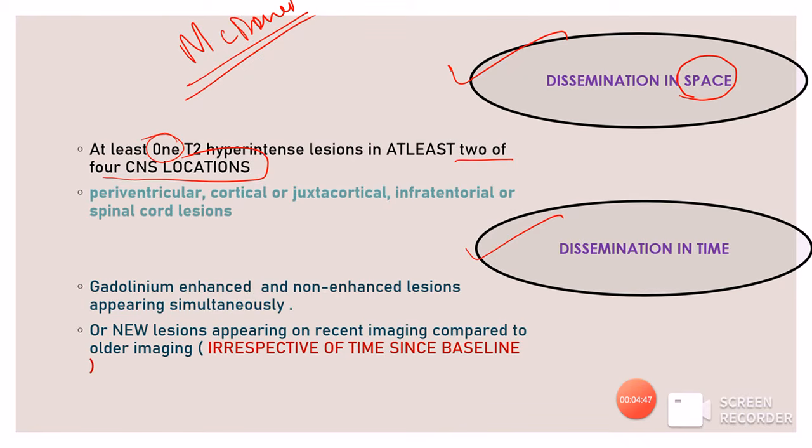What are the spaces? Number 1, periventricular space, that is the space around the ventricle; the cortical or juxtacortical; infratentorial, that is where the cerebellum is present; and the spinal cord. So these are the 4 locations.